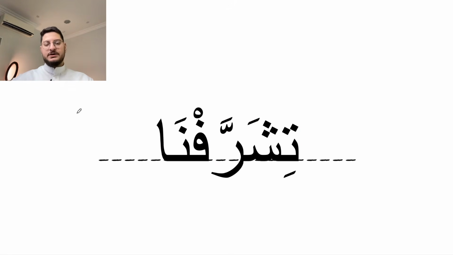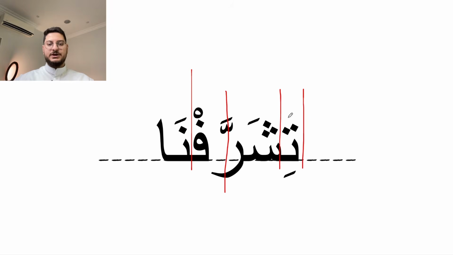Next one, we have a kasra here, and then we have a fatha here. Where does the next syllable start? Right in the middle of the shadda, yeah. And then we have a syllable starting here. So the first syllable is ti, and then shar, and then I read the ra again because it has a shadda. Raf, ti shar raf, and then na, tisharrafna, which means nice to meet you.